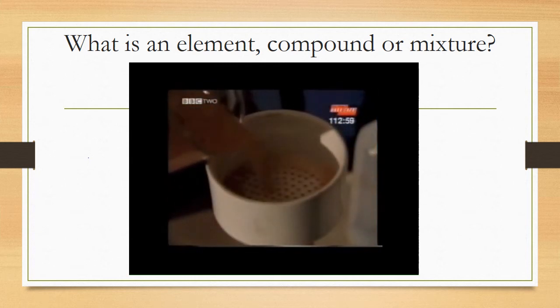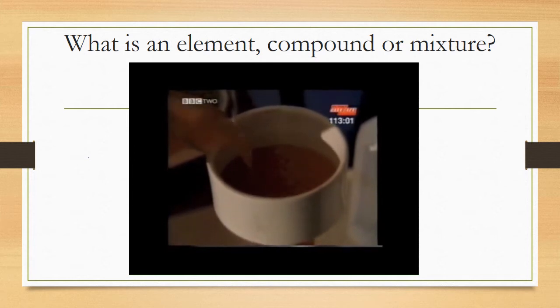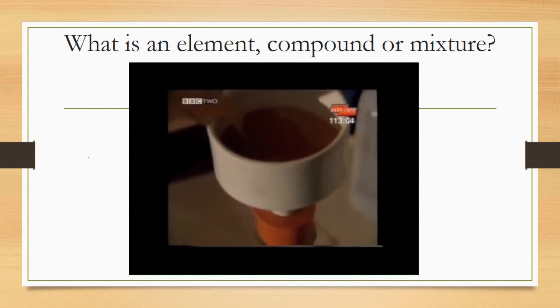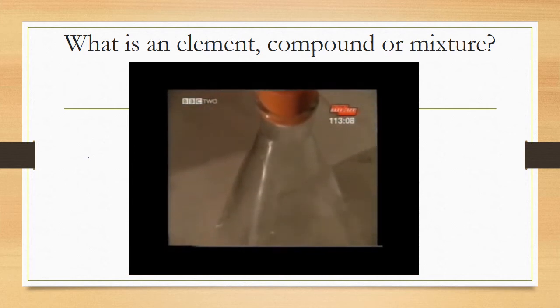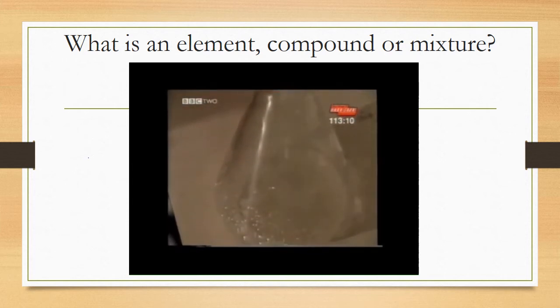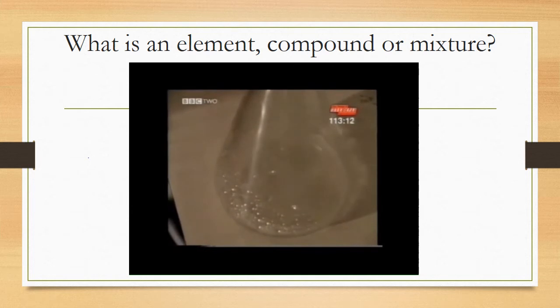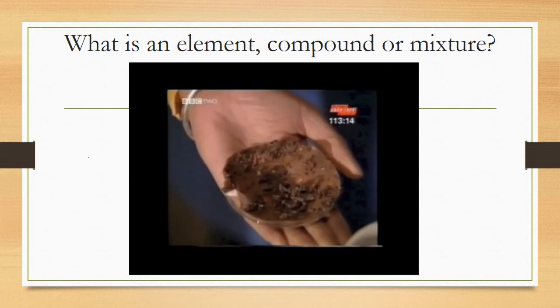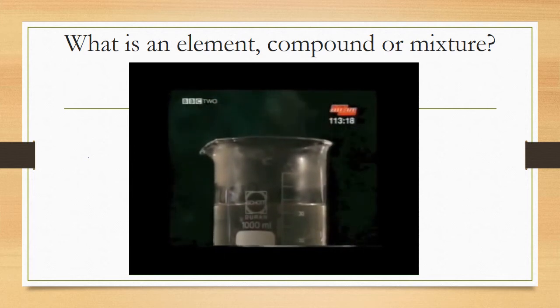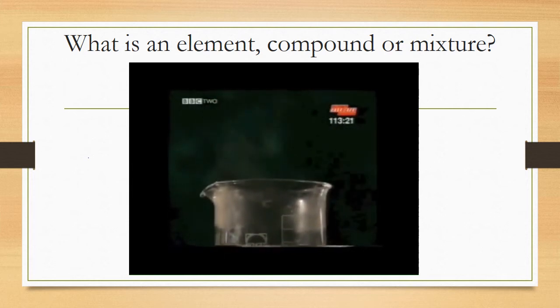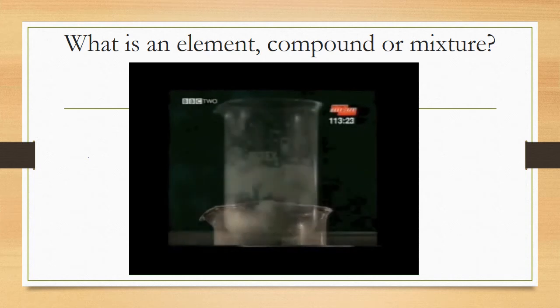Pour the mixture through a filter. The clear salt solution passes straight through into the flask. But the brown clay particles are too big to get through the filter paper. Heat the salt solution. The water evaporates, but the salt is left behind.